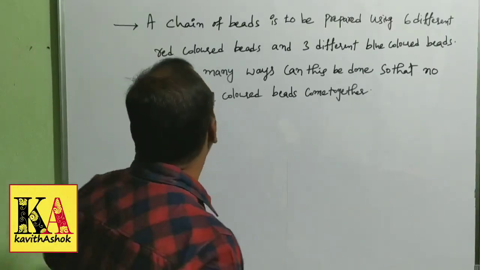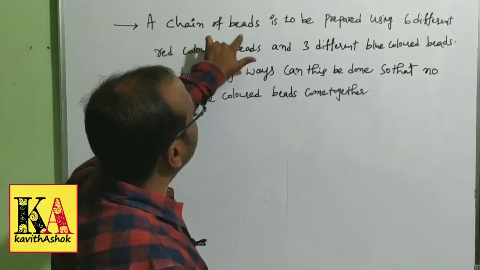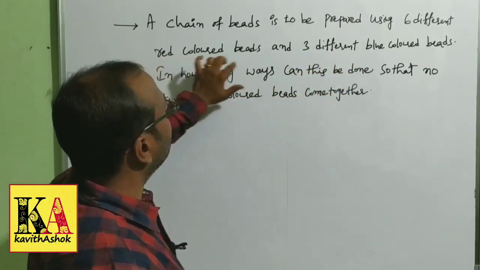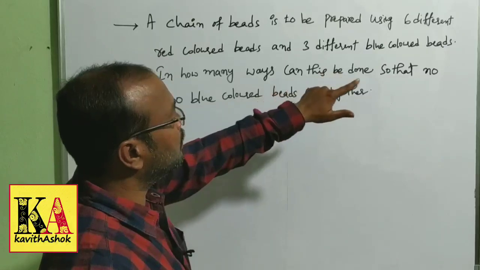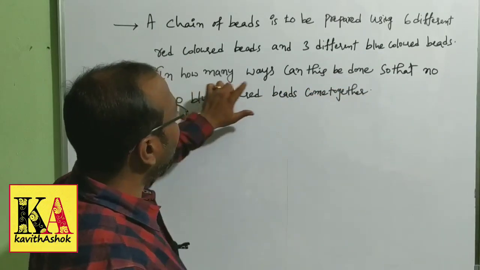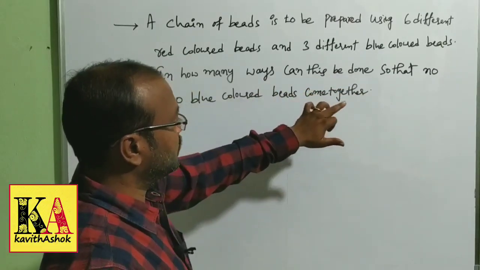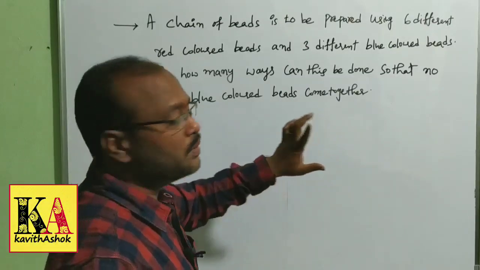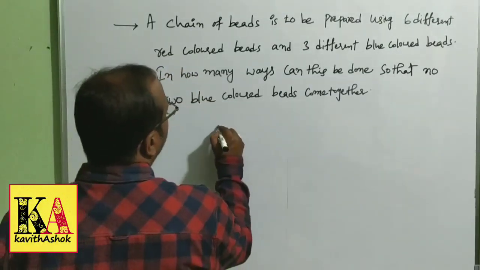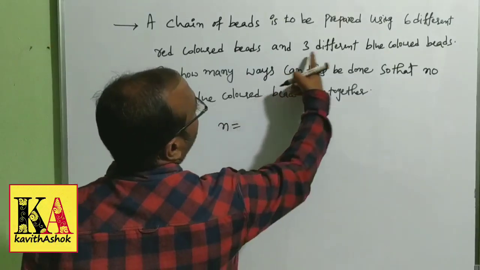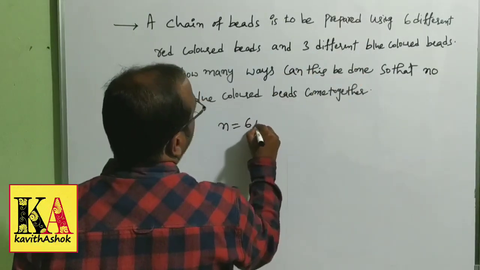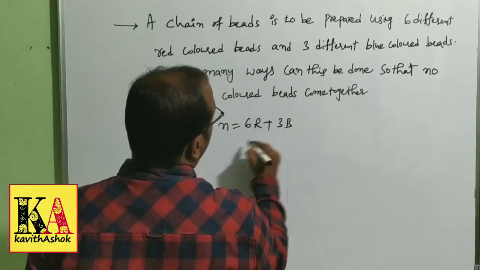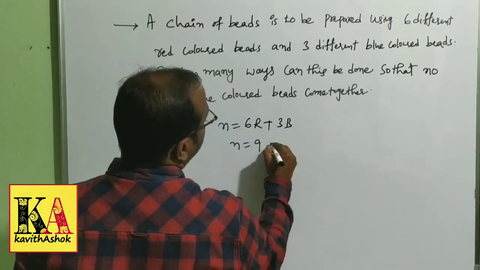Right, one more problem. A chain of beads is to be prepared using 6 different red colored beads and 3 different blue colored beads. In how many ways can this be done so that no 2 blue colored beads come together? Total how many beads are there? N is equal to 6 red and 3 blue beads. Total 9 beads.